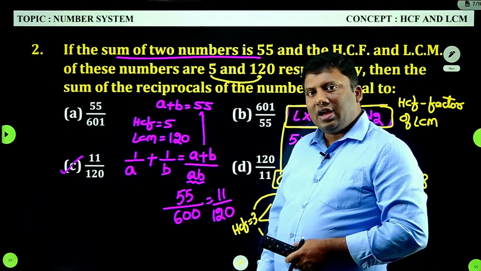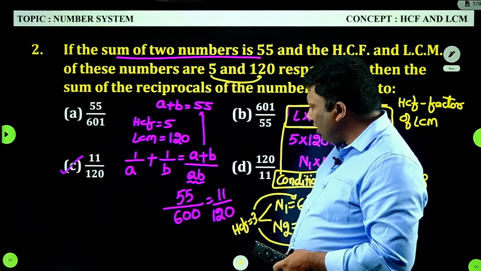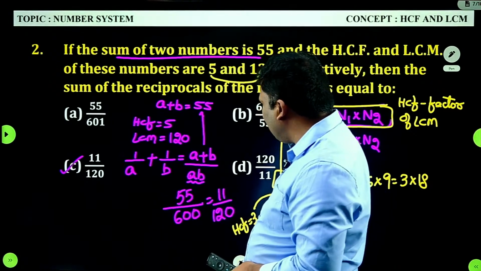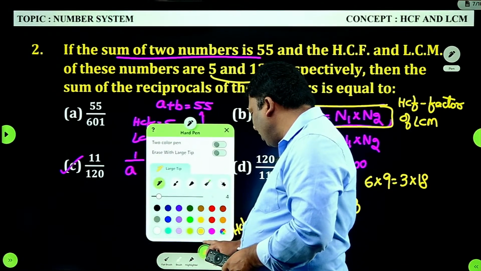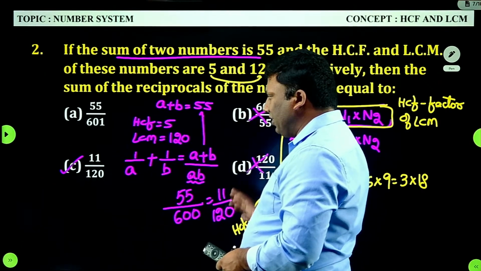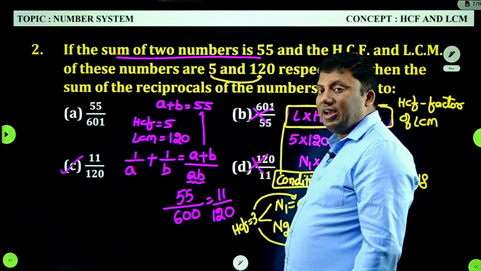55 by 600. I hope the idea is very much clear. Now if you see here, if you do a little bit of smartness, you can easily eliminate two options. What are the two options you can eliminate? 120 by 11, 601 by 55. Without even doing it, this and this will be eliminated.